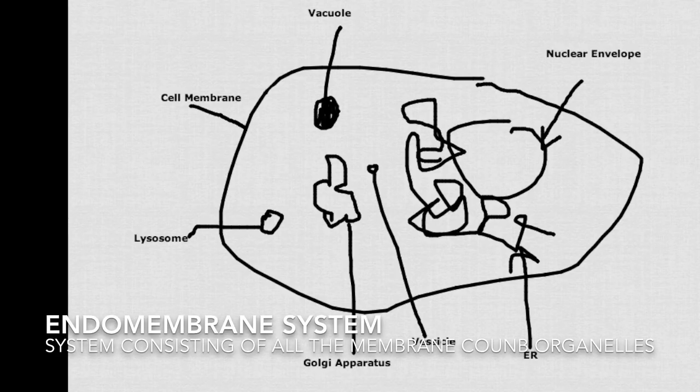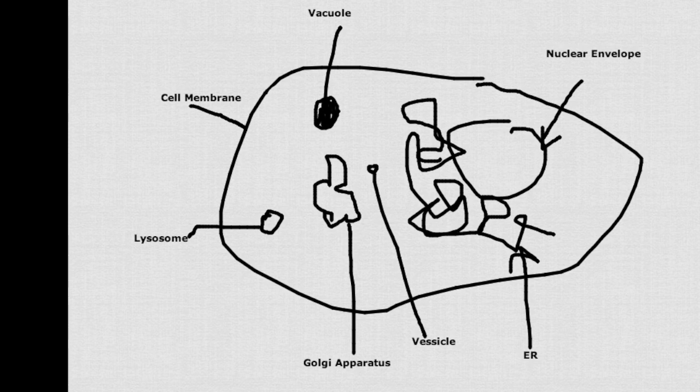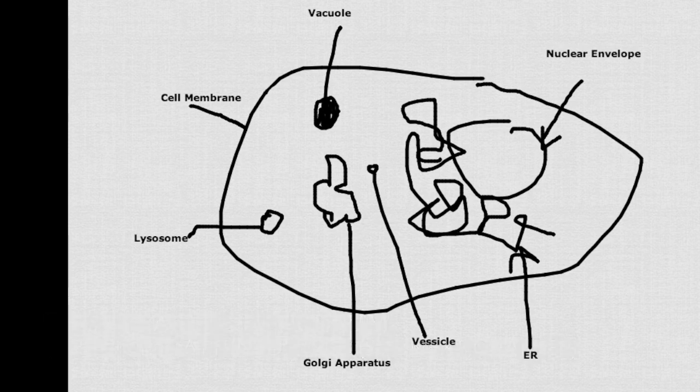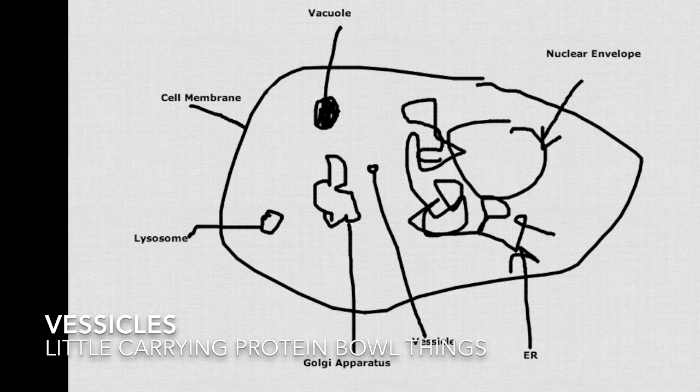This is the endomembrane system. It consists of the organelles that are enclosed in membranes, which include the nuclear envelope, endoplasmic reticulum, Golgi apparatus, lysosomes, vacuoles, and the plasma membrane, and they are serviced by little vesicles, which transfer proteins and stuff.